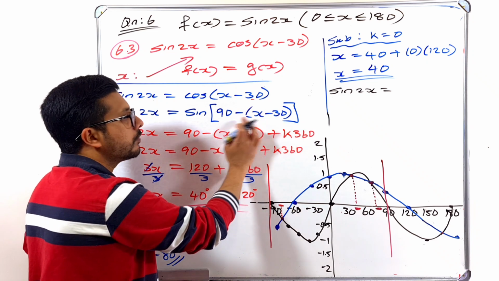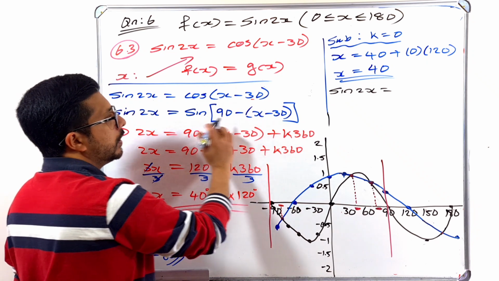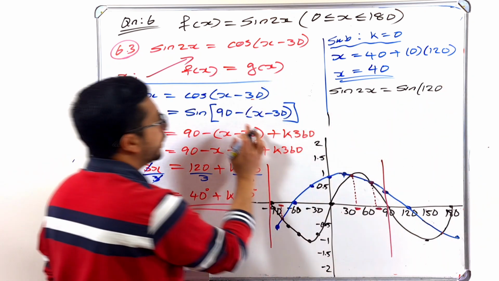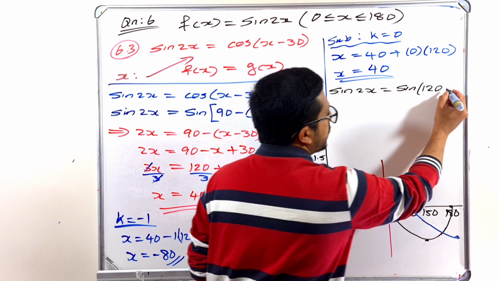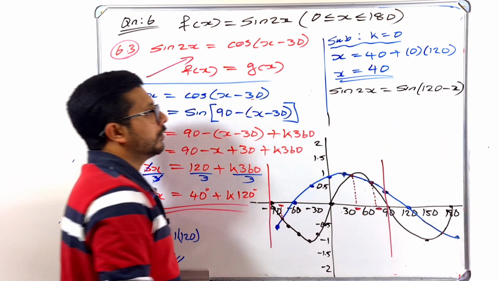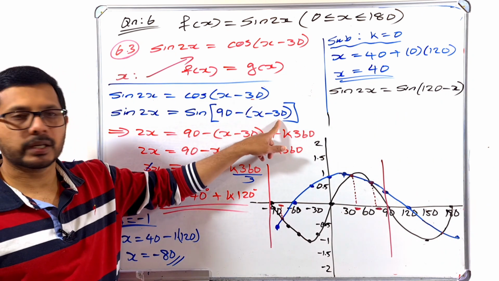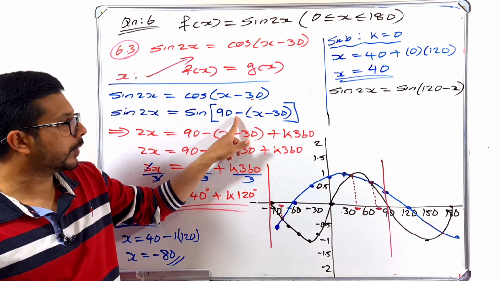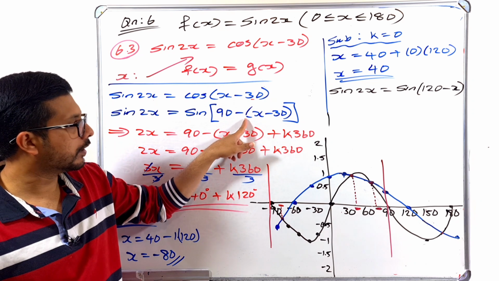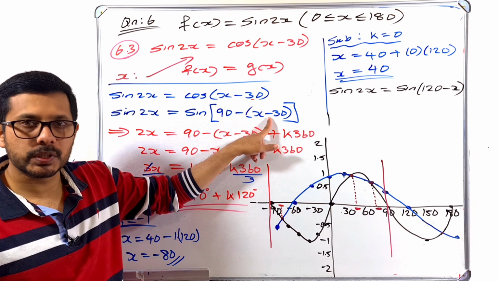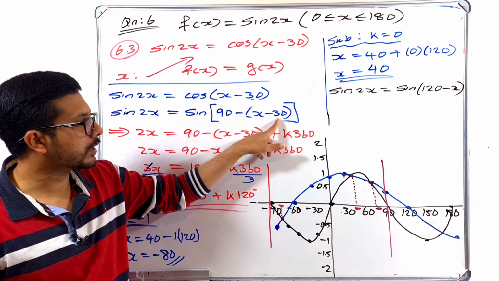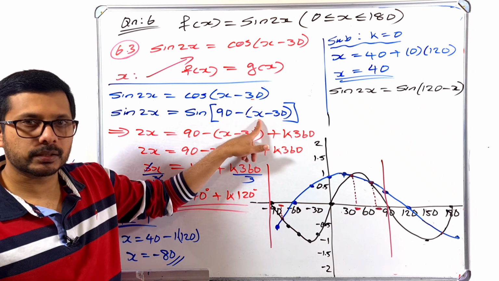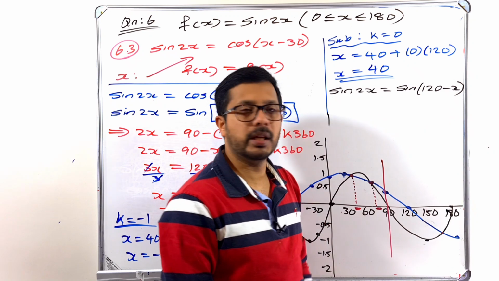Am I right? So it is 120. So sin of 120, then minus into x is minus x. Listen once more. I just expand the bracket and write it in one step. 90 minus minus 30. You have to expand this bracket. Inside the bracket, minus minus is positive. So 90 plus 30 is 120. Then minus into x is minus x. That is why I wrote it like that.